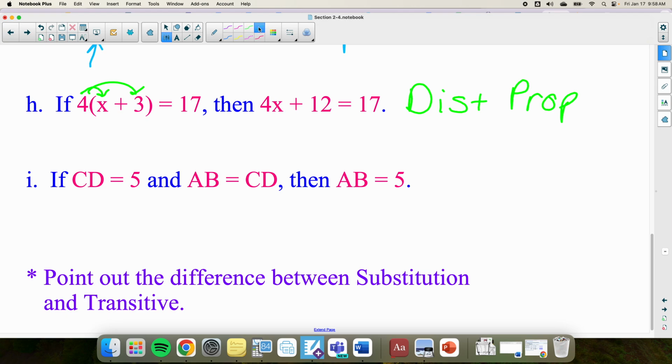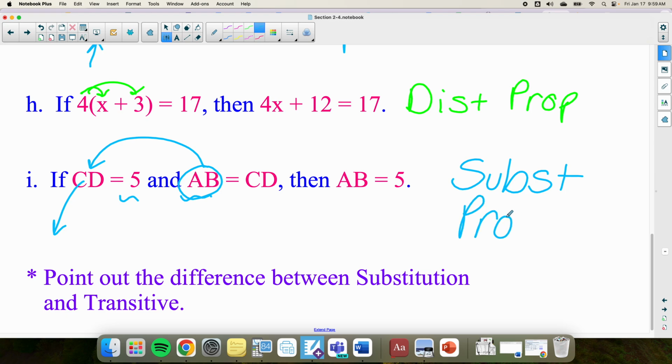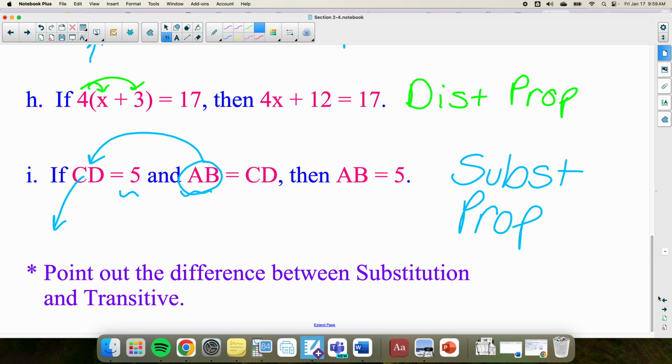And then if I look at I, okay, here's the deal. The hardest ones that you're gonna have is when you have 3 equal signs and you have to determine, is it transitive or what could the other one be? Substitution, okay? So, how I know if this is transitive is the ending of that and the beginning of that have to be the same. And they're not, right? So then you look at, could they have just substituted? And what they did here is they picked this CD out and they put AB in there. And that's how they got the AB equals 5. And when you do substitution, you're gonna go SUBST prop. Okay? Everybody okay with that guy?